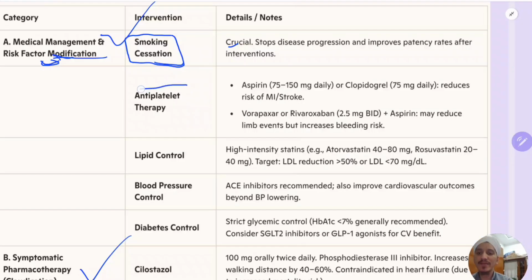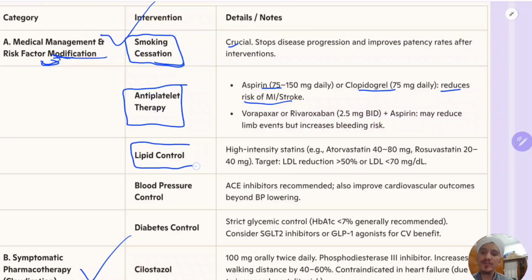Second is you should start antiplatelet therapy in these patients. So either you can use aspirin 75 to 150 mg daily or clopidogrel 75 mg daily. Why you are giving this? You are not giving only by seeing the limb. You are giving in order to reduce the risk of MI and stroke. The presence of claudication, presence of peripheral artery disease itself is a clue that the cardiovascular risk is very much high in these patients. That's why you're starting antiplatelet therapy.